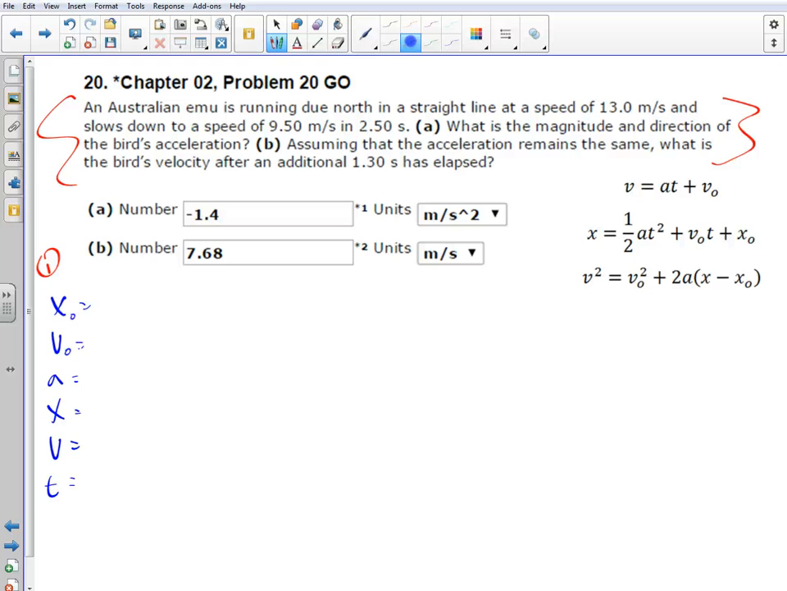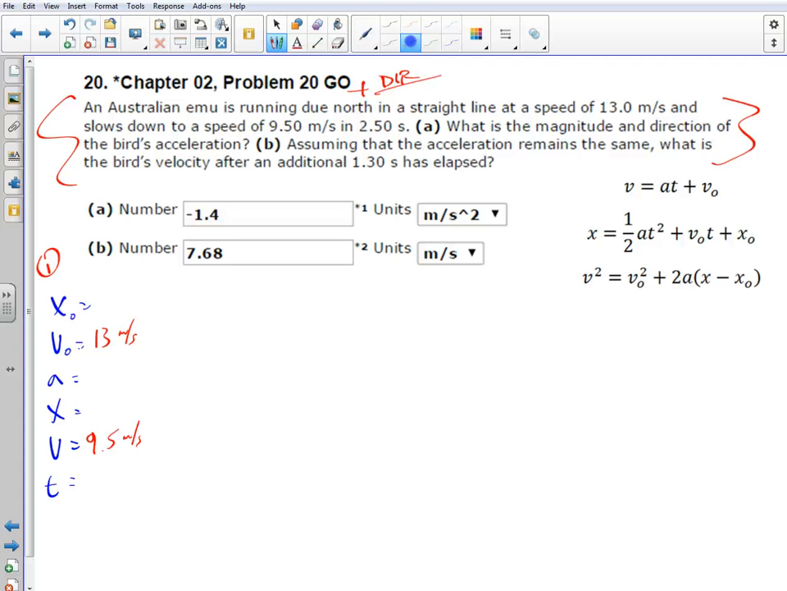So an Australian emu is running due north. I think in their text they assume that to be a positive direction. In a straight line at a speed of 13 meters per second. All right. So that's the initial speed. And then he slows down to a later speed. So I know the initial speed is a positive 13 meters per second. And he slows down, still headed in that northern direction, but he slows down to a velocity later on of 9.5 meters per second. I say he. I really don't know the gender of our emu. So I may later on, just for fairness' sake, say it's a female.